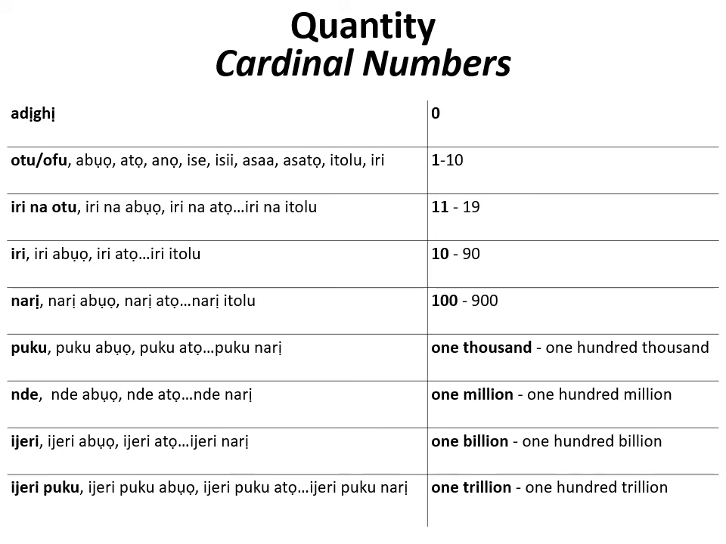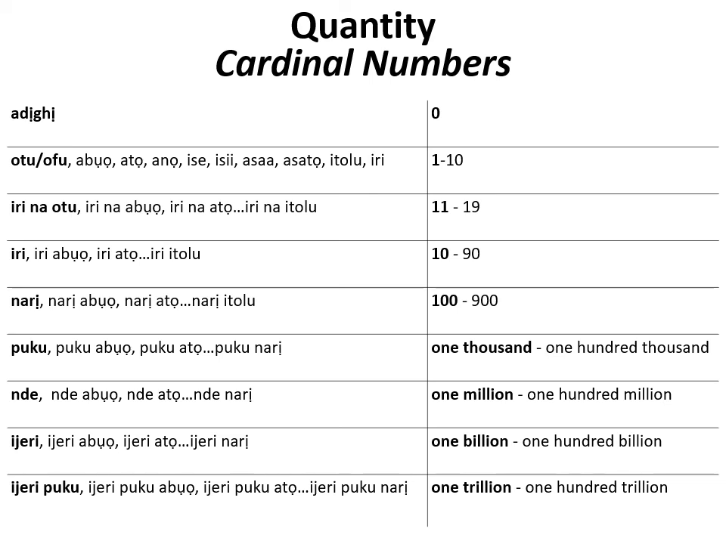And then for 100 through 900, we have nari, which is 100. Then 200s, nari abuo. 300s, nari ato. And then nari itolu is 900. After 900, you have 1,000, which is puku. And then from 1,000, you can go all the way to 100,000. So puku, puku abuo, puku ato. 100,000 is puku nari. It just means literally 100,000, puku nari.